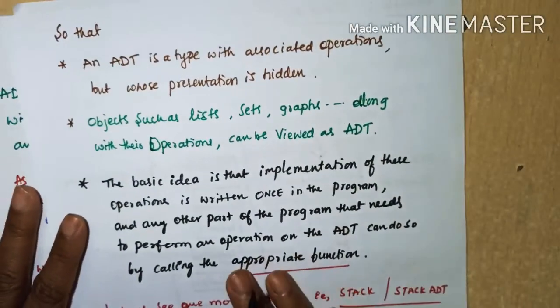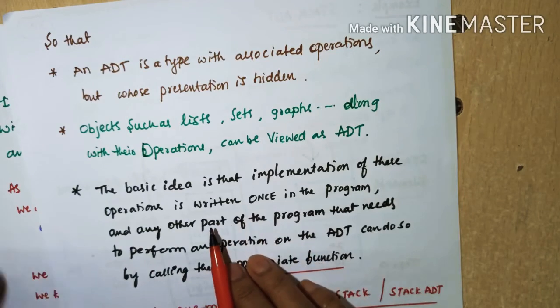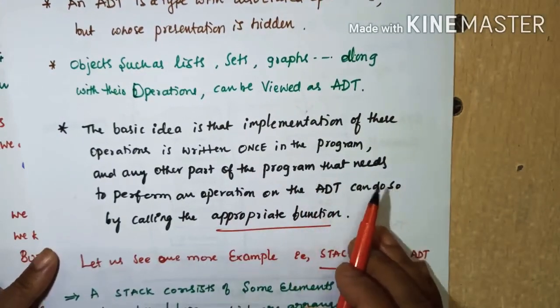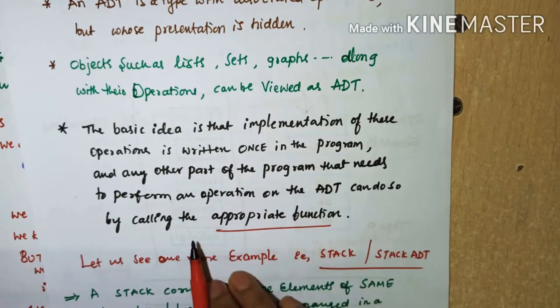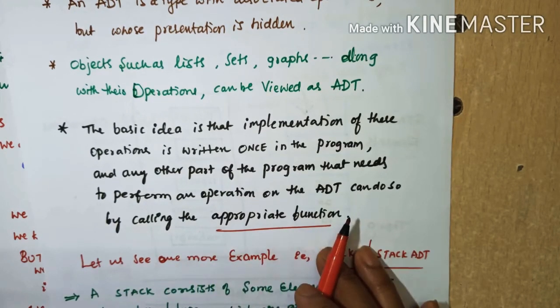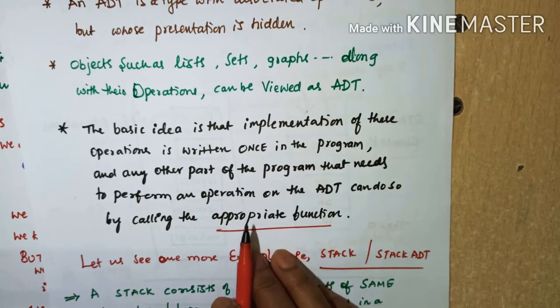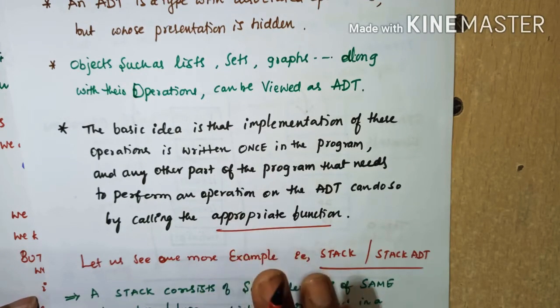The basic idea is that the implementation of these operations is written once in the program, and any other part of the program that needs to perform these operations on ADT can do so by calling an appropriate function. It means once these functions are implemented, they can be used anywhere else in the program any number of times.